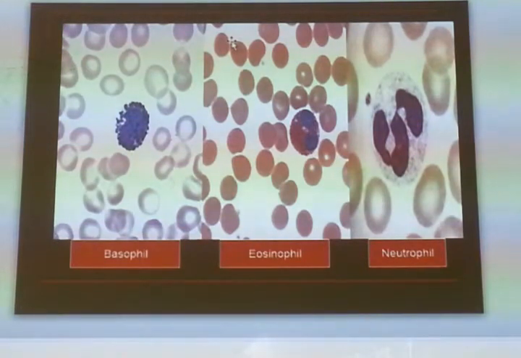Clear? The granules are present in the cytoplasm of basophil, and at the same time they are also overlying the nuclear lobes. So the lobes of the nucleus are not clearly seen in basophil, although it is also multi-lobed like neutrophil and eosinophil. What is the difference between basophil and eosinophil? Eosinophil has thick red granules. Basophil has thick blackish blue granules. Clear?